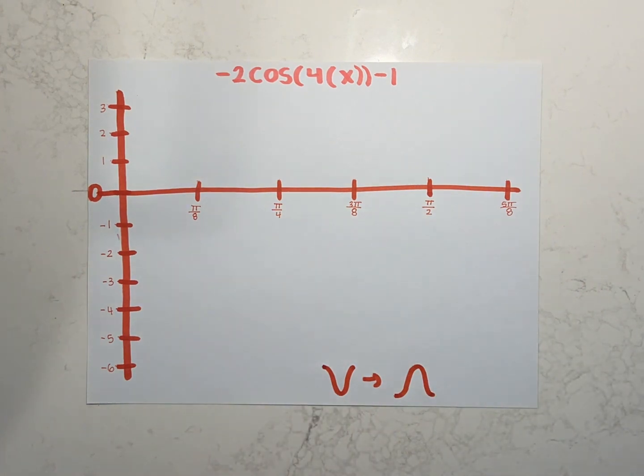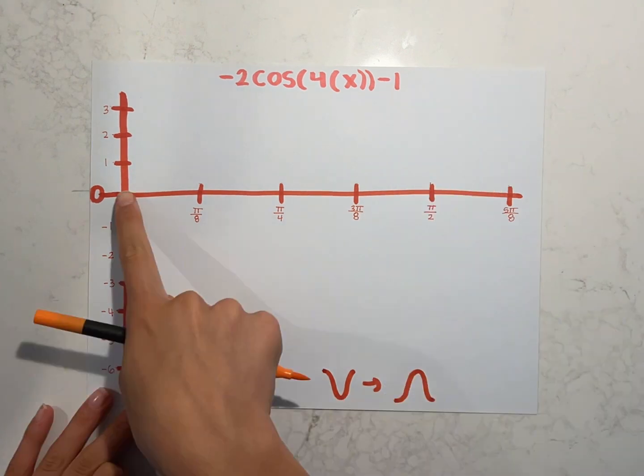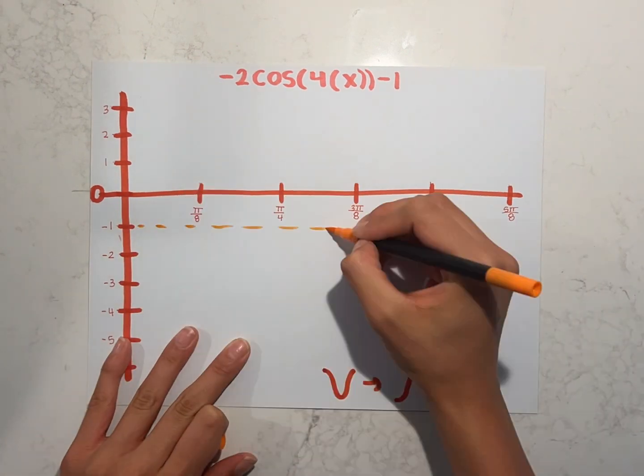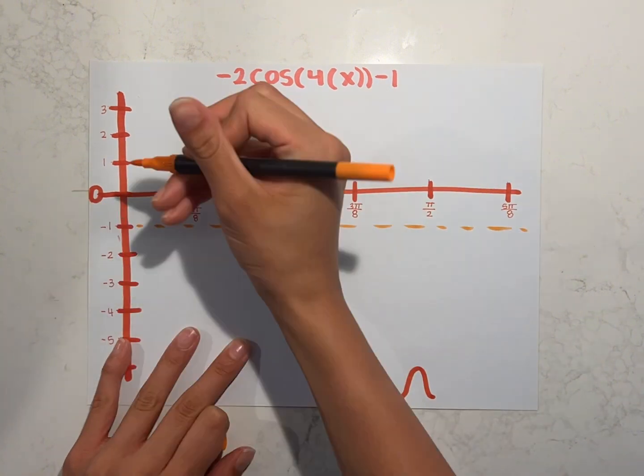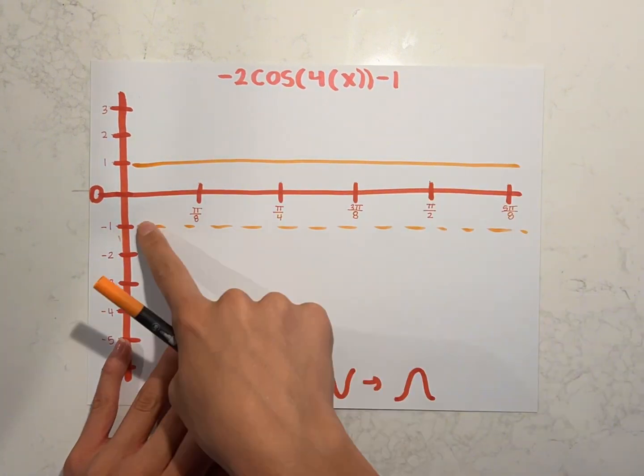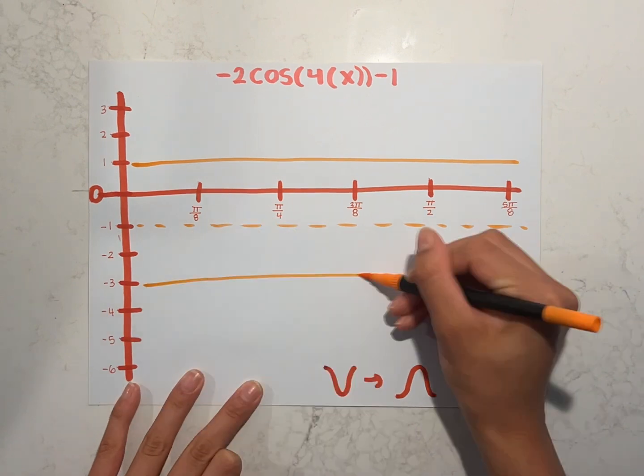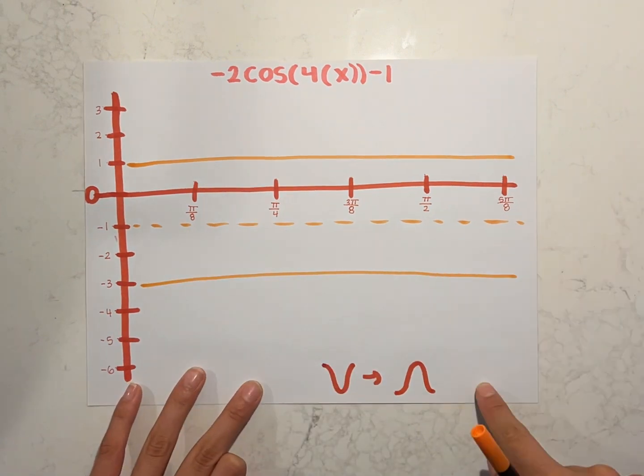Now, next we're going to start by identifying our midline, which in this case is -1. From there, we're going to use our amplitude, which is 2, to go up from the midline 2, and down from the midline 2 as well, so that we can understand our range restriction.